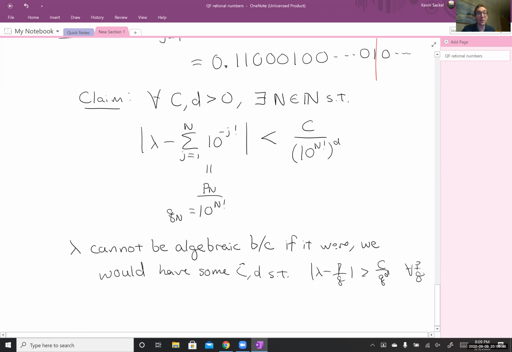But we've just shown that that's not the case because a large enough partial sum gives us something which contradicts that inequality for any c and d that you chose. And therefore, transcendental numbers exist.